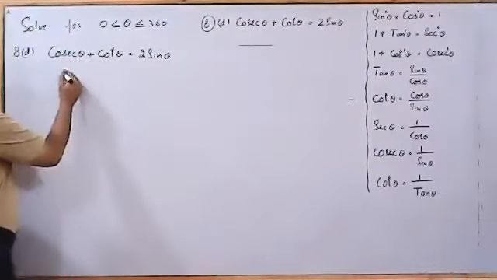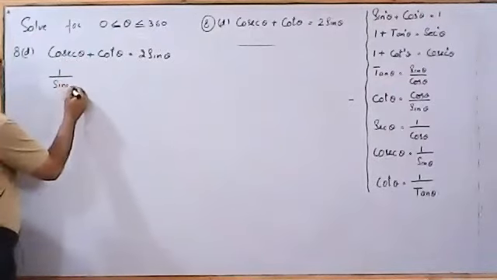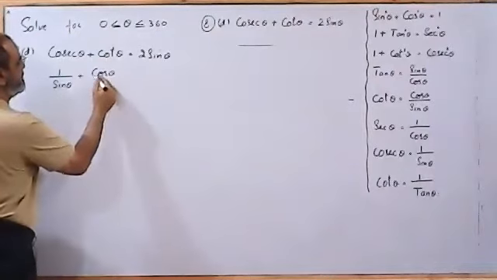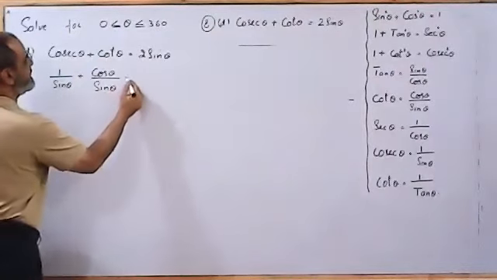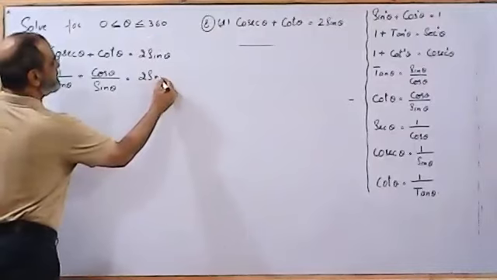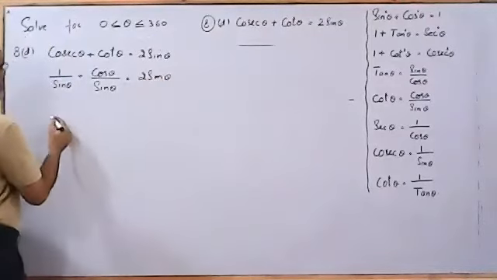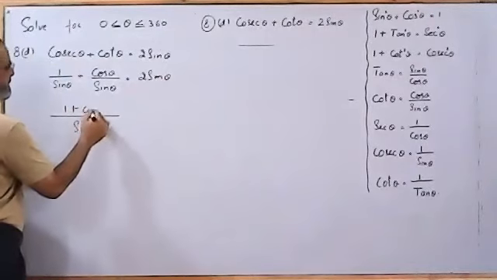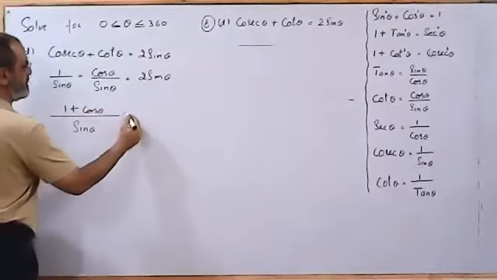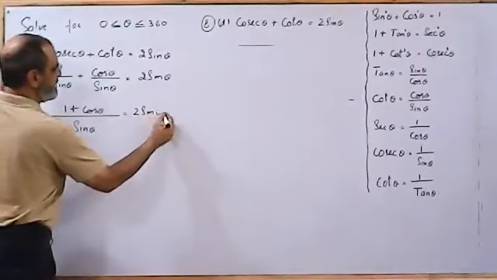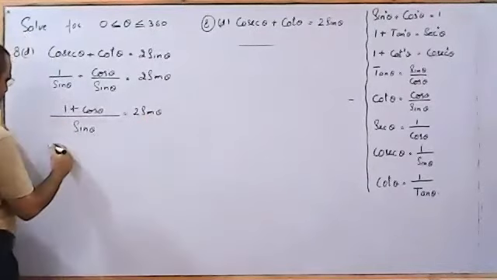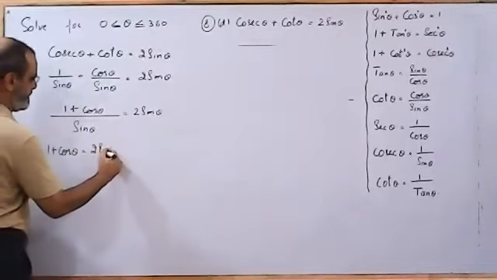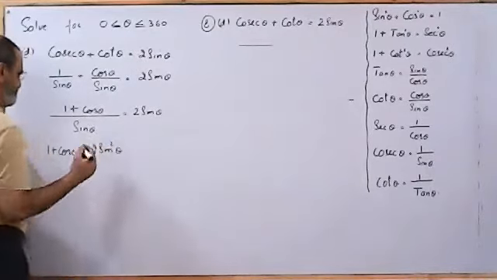Reciprocal of cosecant is 1 over sine. Cot, I know, is cos theta over sine theta, is equal to 2 sine theta. Taking LCM, I get 1 plus cos theta is equal to 2 sine theta. By cross multiplying, I got 1 plus cos theta is equal to 2 sine square theta.